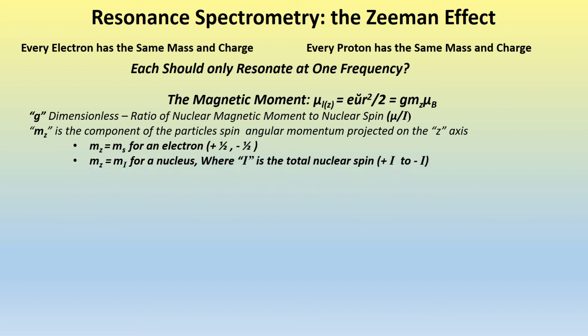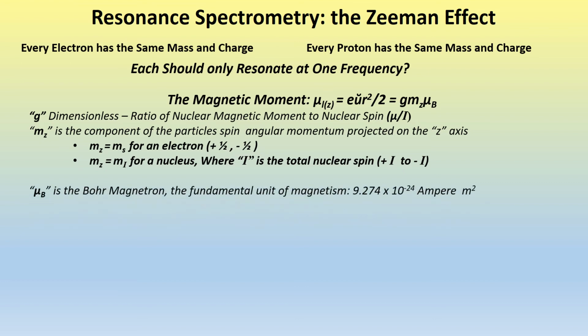When placed in a magnetic field, as you know, one magnet will attract another, and it requires energy to separate them. This energy is equal to the magnetic moment times the external field B. Since each fermion could have a possible different orientation, plus a half or minus a half for an electron, plus I to minus I for a nucleon, the change in energy between two different particles is equal to the ratio of the nuclear magnetic moment, G, times that change in M times the Bohr magneton times B.